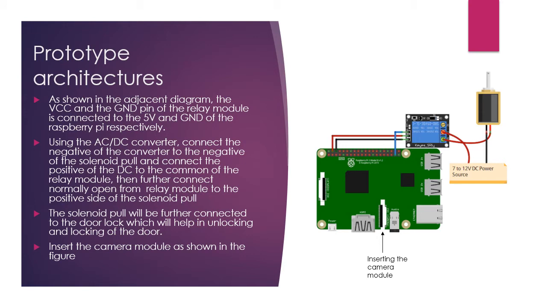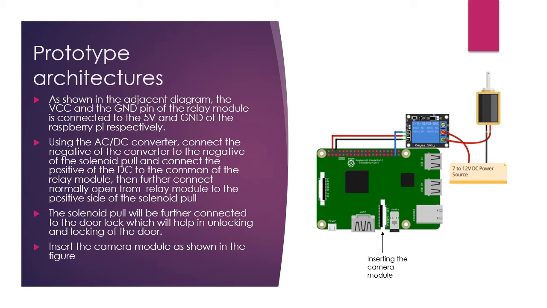Prototype architecture. In this slide, I will show you the connections which I have used for my project. As shown in the adjacent diagram, the VCC and the GND pin of the relay module are connected to the 5 volt and GND of the Raspberry Pi respectively. So the pins have been connected from the relay to the Raspberry Pi, and the AC/DC converter here is actually a power supply.